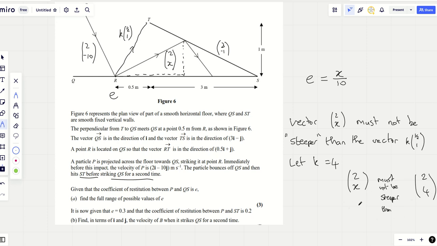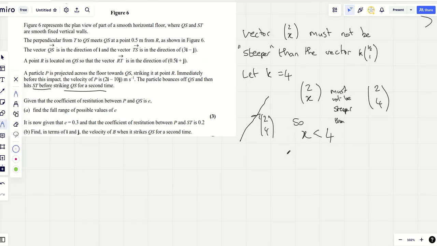In other words, now think about it, if this isn't steeper than this one, and 2, 4 looks something like this, yeah? 2, 4 looks something like that, then can you see that x needs to be less than 4? So x is less than 4, yeah? That's the way I'm going to put it. Now what is x? Well, x is 10e. So 10e is less than 4. And so e is less than 0.4, yeah?